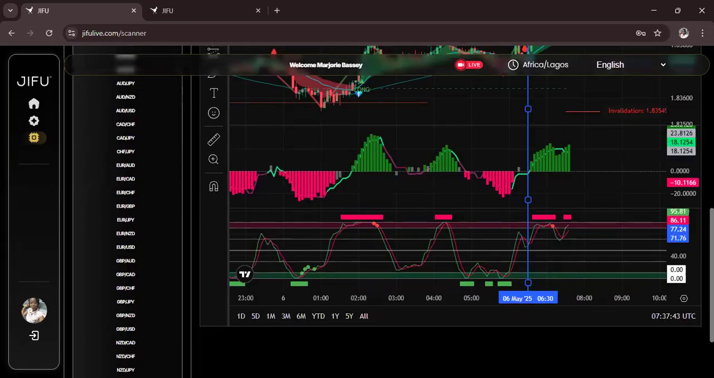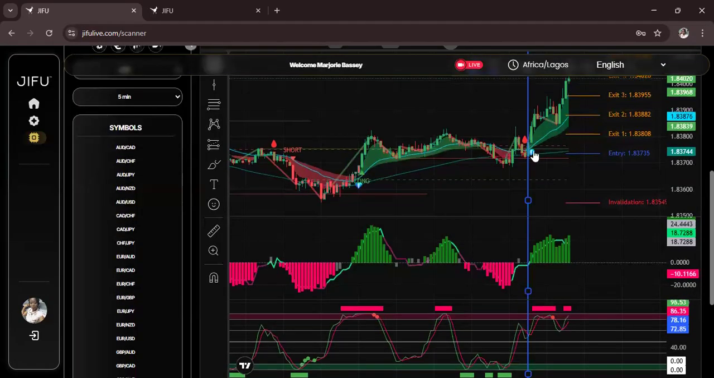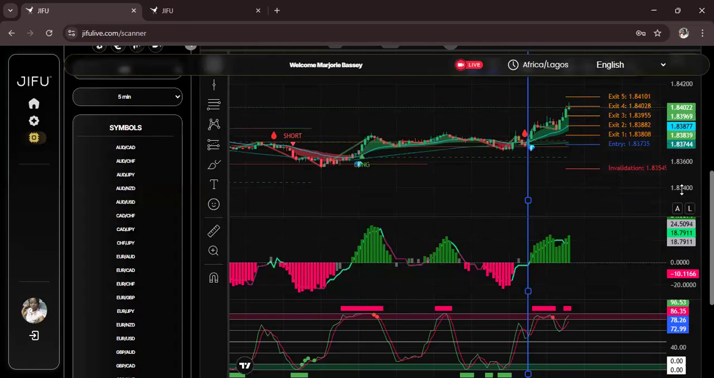It started moving at about 6:30. Yeah, that was when it started moving. And it's already done 40 pips. It's already done 40 pips. So we'll not look at this trade.